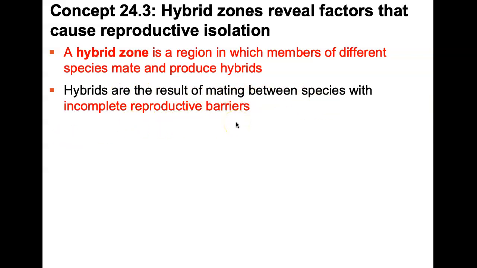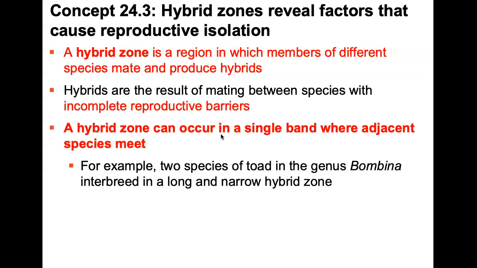Like I just said, hybrids are the result of mating between two species with incomplete reproductive barriers. So what do we mean by that? If you think about horses and donkeys, that's an incomplete reproductive barrier. They're very different from each other, but they're not different enough, or they're different not in the way that they can't produce an offspring at all. So hybrids can be made in these hybrid zones due to incomplete reproductive barriers.